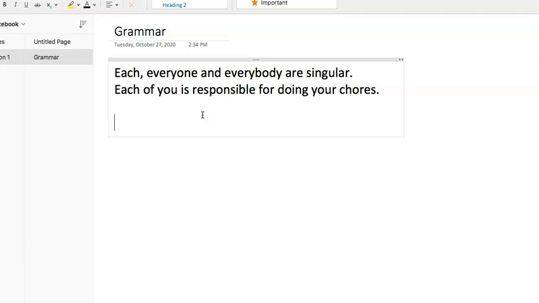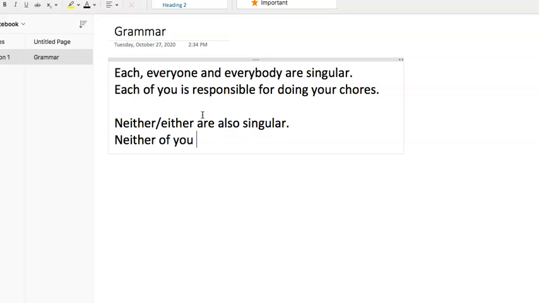And require singular verbs. Okay, here's another one with exactly the same thing. Neither or either are also singular. Okay, so what would be an example of that?